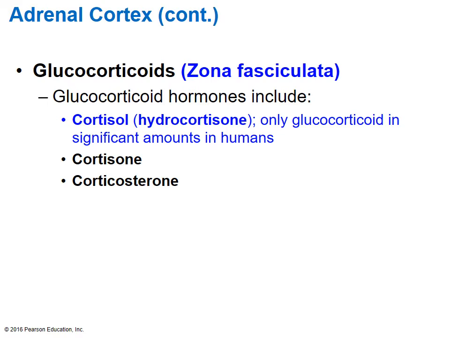Now, the zona fasciculata will mainly focus on glucocorticoids. Glucocorticoids fall into the category where we take a look at our cortisol, cortisone, and corticosterone. And for us, the one that we really care about is going to be our cortisol. Okay, so cortisol is the main hormone that we're interested in for our glucocorticoids in our zona fasciculata.